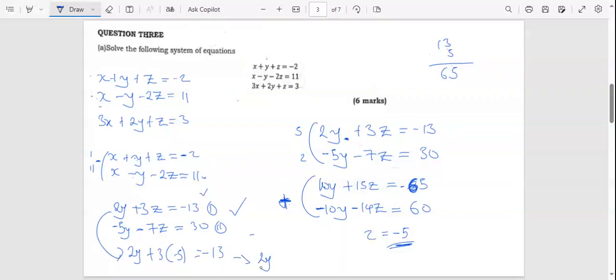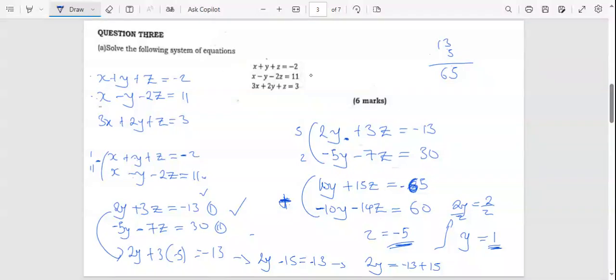So it will be 2y minus 15 is equal to negative 13. So that will be 2y is equal to negative 13 plus 15. What is negative 13 plus 15? That will be 2, right? So you put 2 there. So you divide throughout, and that will give us y is equal to 1, like that. So y is equal to 1.